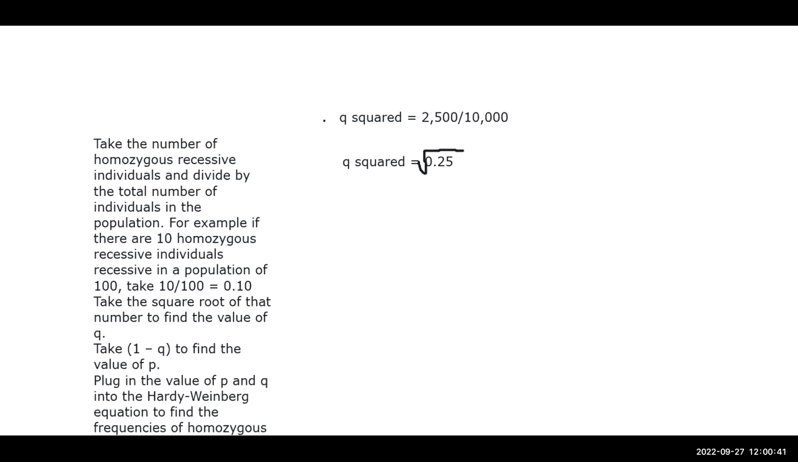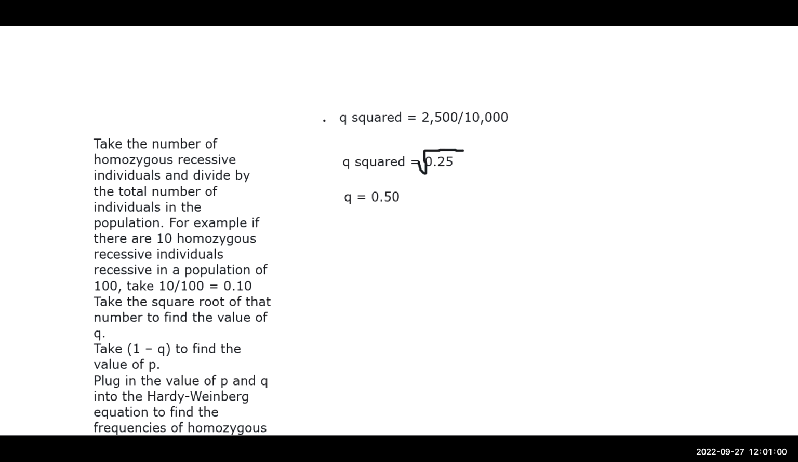So everybody do that in your calculators. Take the square root of 0.25, and that'll give us our value of just the variable Q, which is representing the recessive alleles in the population. We know that Q equals 0.50, and we always go out to 2 decimal places. So now we have our value of Q.